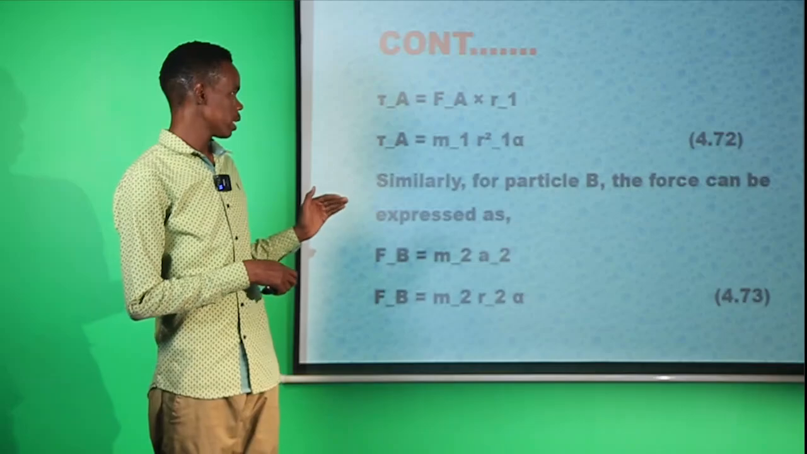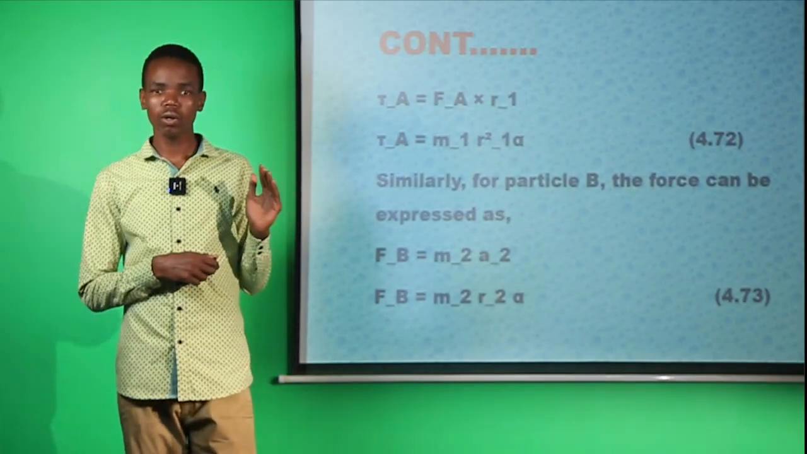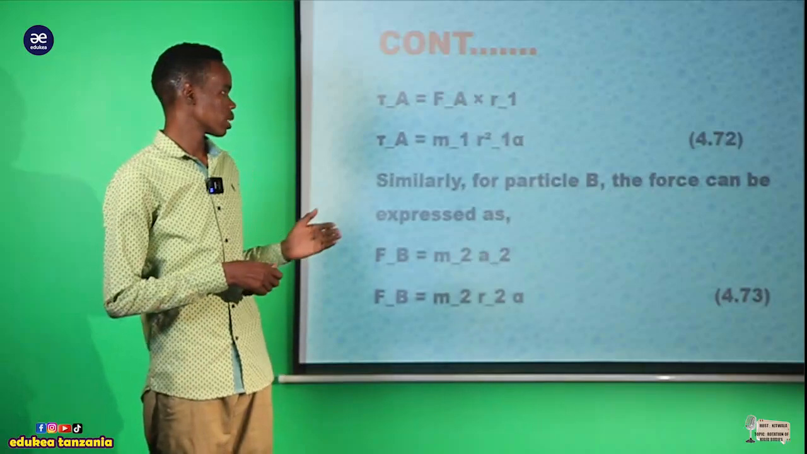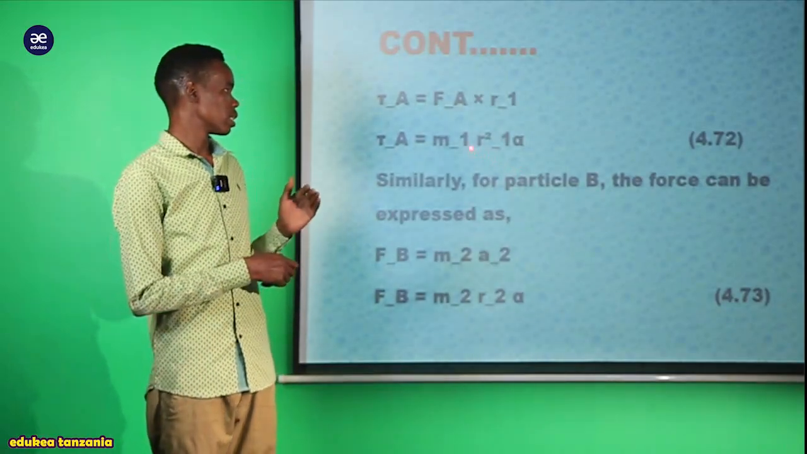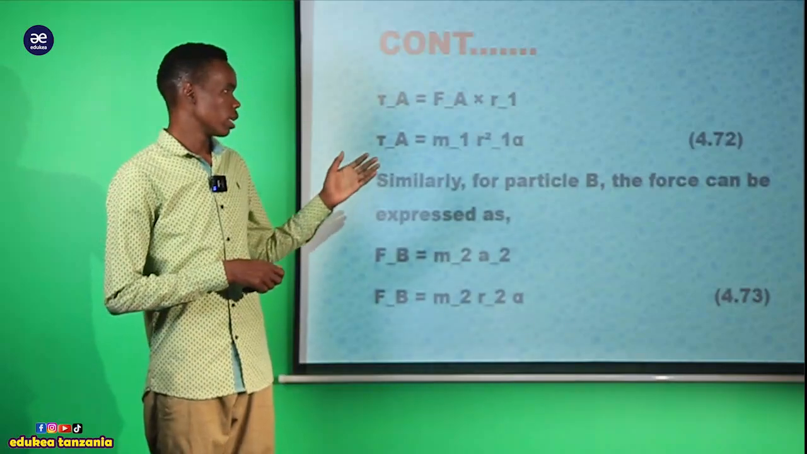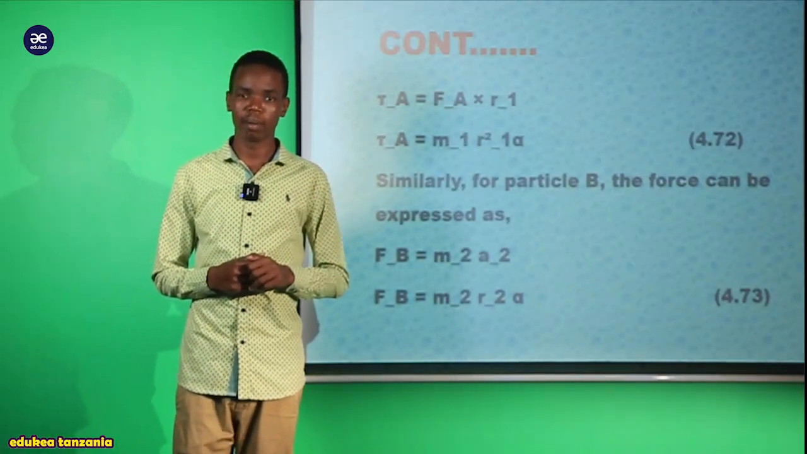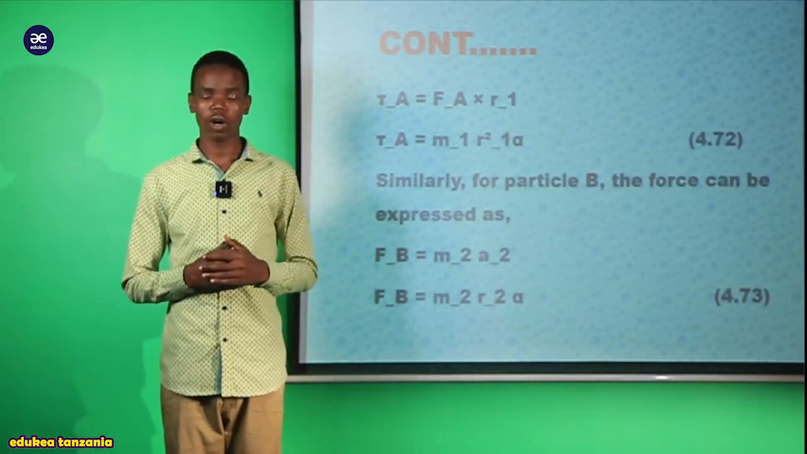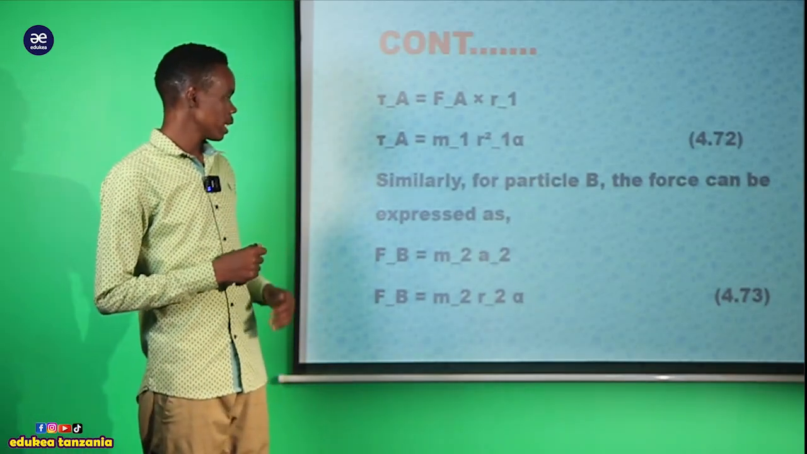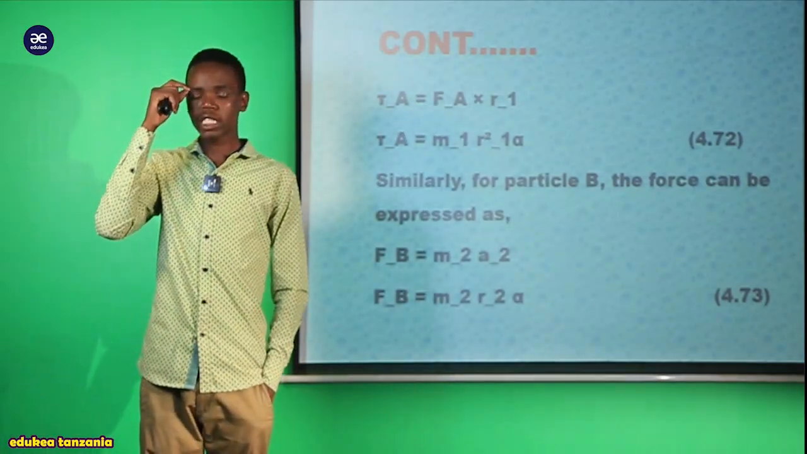So we say that the torque about the point A must be equal to m1 times r1 square times the angular acceleration. This is equation number 72 for our fourth equation here. Now we say that similarly for the particle B.